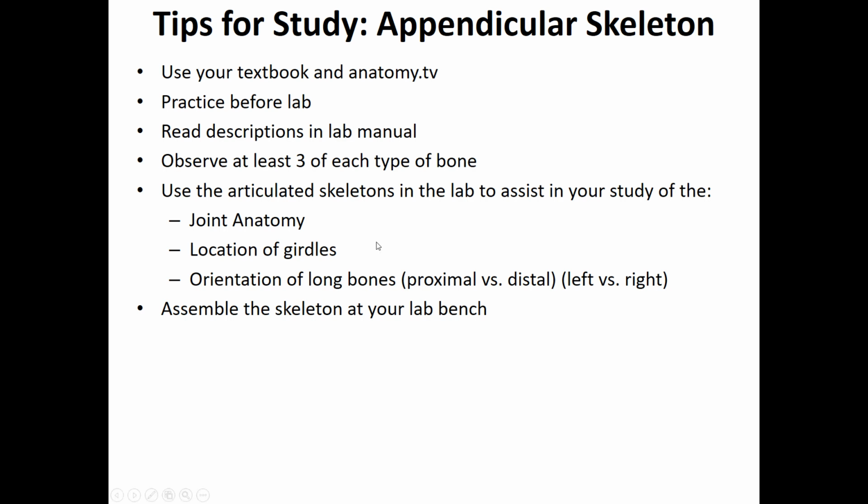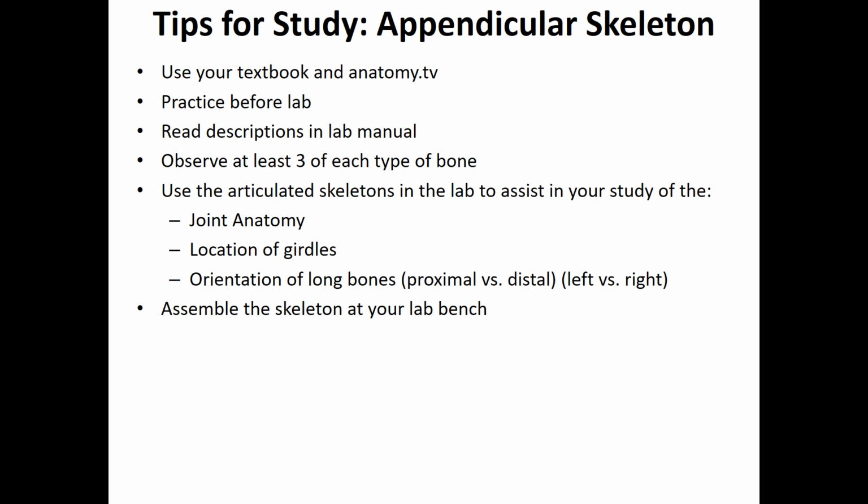They're going to be very helpful as you learn your joint anatomy. The location of the joints, the location of the girdles and how the bones articulate, and most importantly, the orientation of long bones. So if you pick up a femur or a tibia or a humerus and you need to figure out the orientation of those bones, walk them over to the articulated skeletons in lab. This is going to help you to determine proximal versus distal ends, as well as to help you determine left versus right.